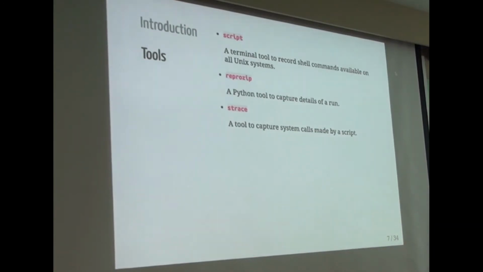Then there is Reprozip, and it's a Python tool that captures details of our, and Reprozip is super powerful in terms of the kinds of things it captures. And then there's another system tool called strace, but strace is not available across all Unix flavors. So on OS X, strace is replaced by dtrace, and you need to have super user privileges to run. On Linux systems, strace can run as a user.